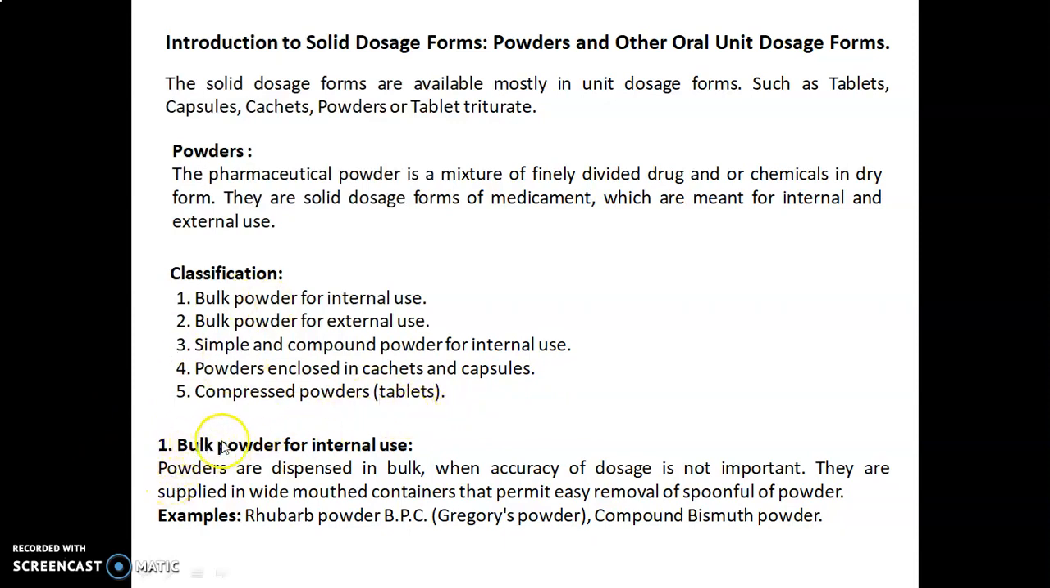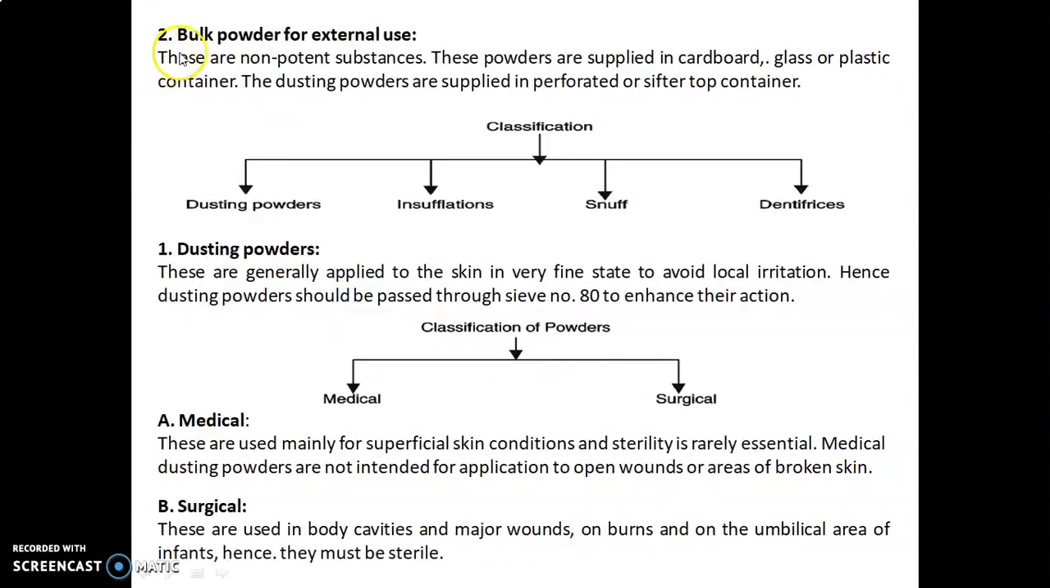So first one we will discuss is the bulk powder for internal use. Powders are dispensed in bulk when accuracy of dosage is not important. They are supplied in wide mouth containers that permit the easy removal of a spoonful of powder. Examples of bulk powder for internal use are rhubarb powder, BPC, that is known as Gregory's powder, and compound bismuth powder. Second one, that is bulk powder for external use.